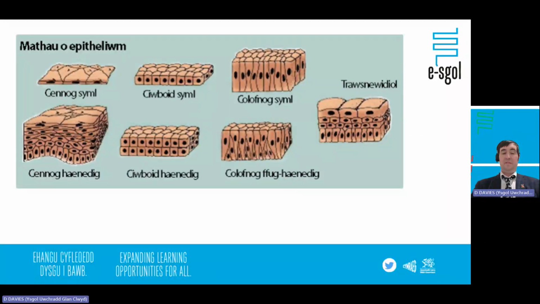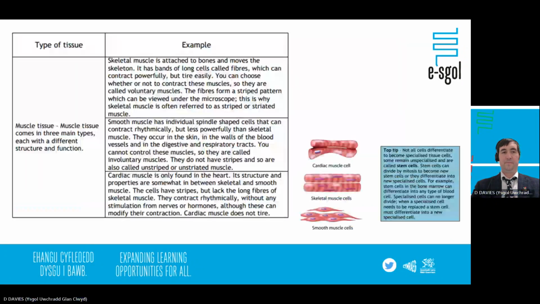Right, so there we have all sorts of different types of epithelium cells. That's your squamous epithelium there, cuboidal, columnar, okay, and there's striated cuboidal there, so different ones, and different layered ones as well. So lots of different types of epithelial tissue.